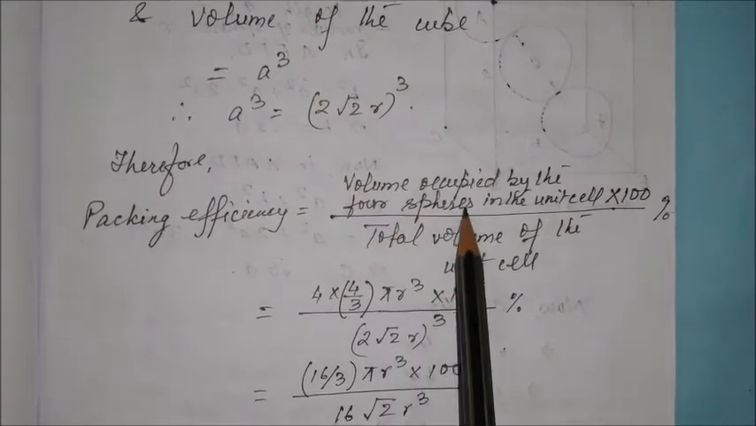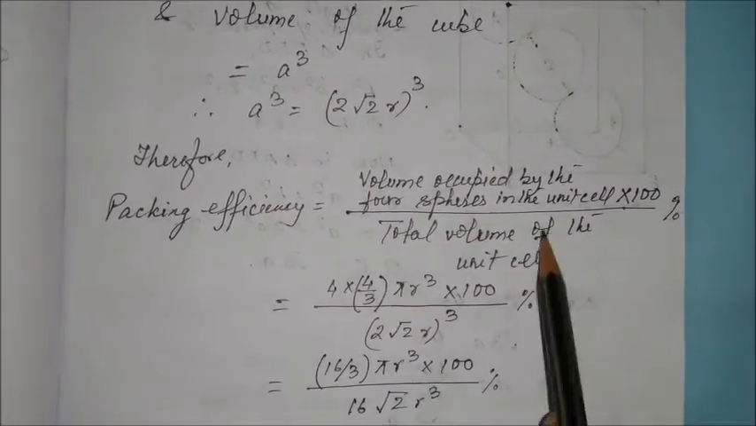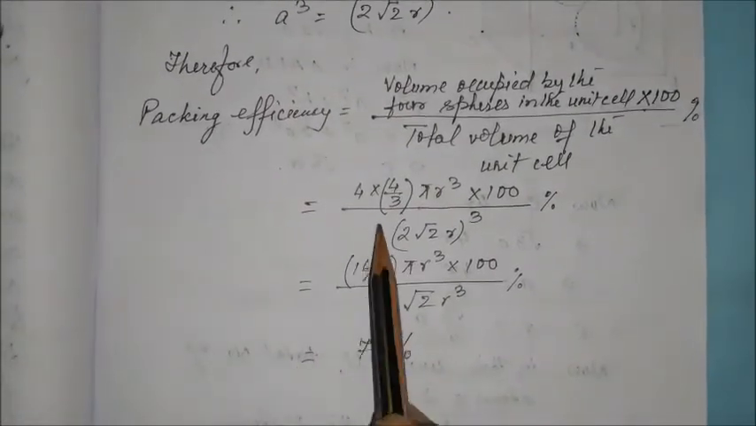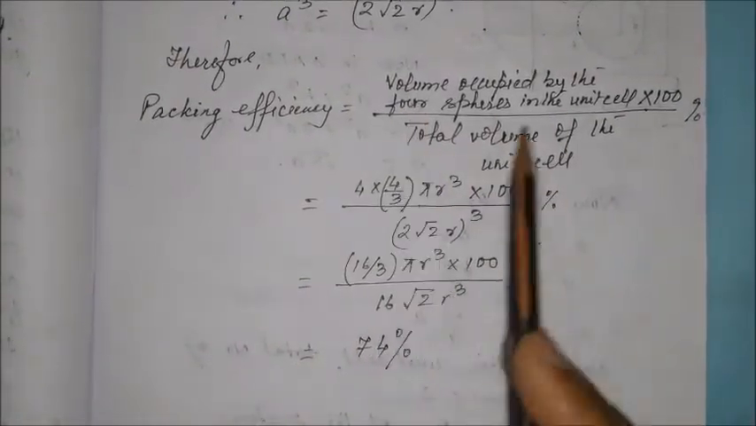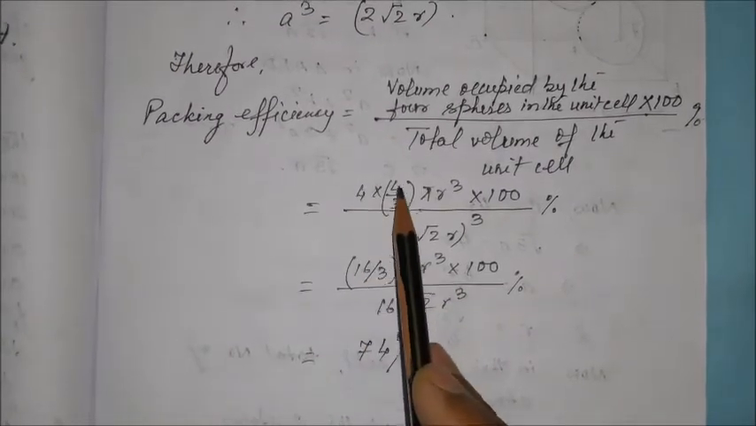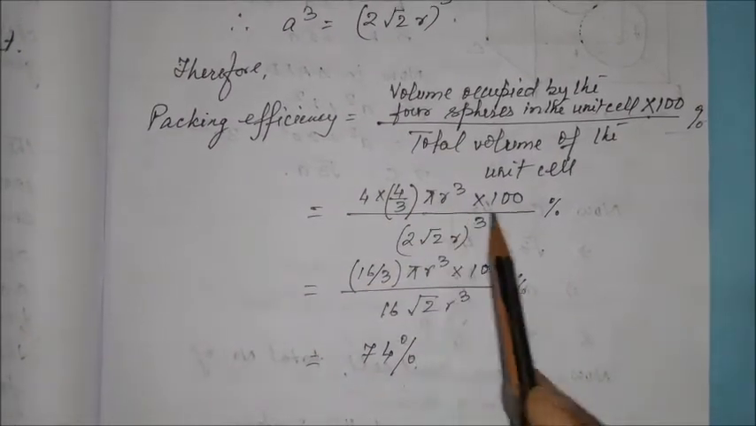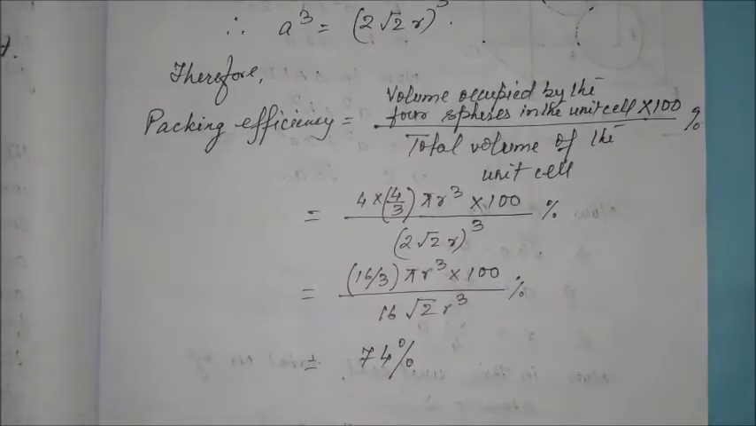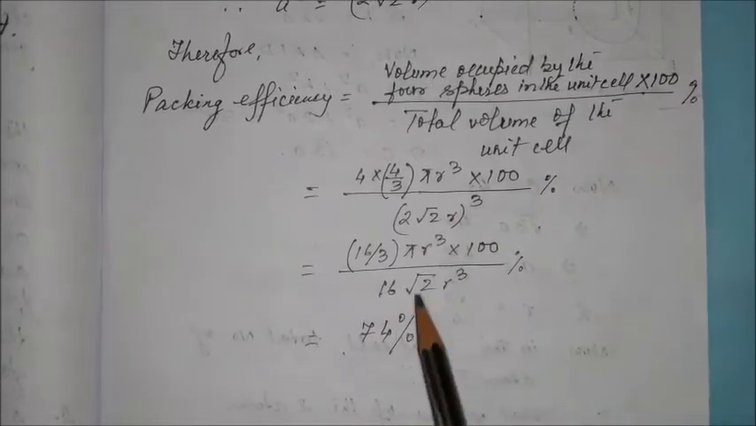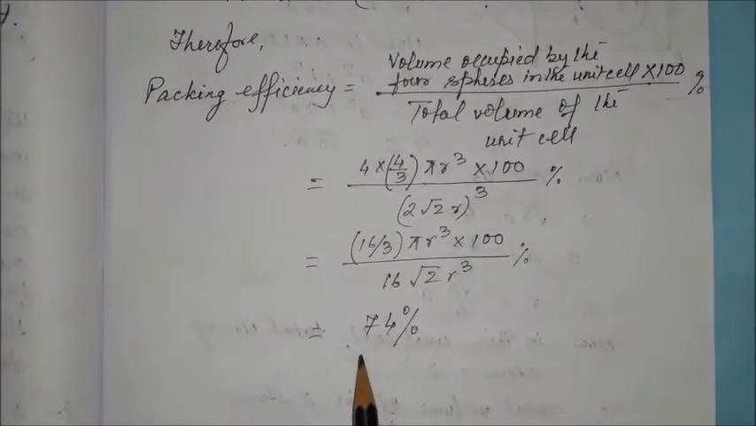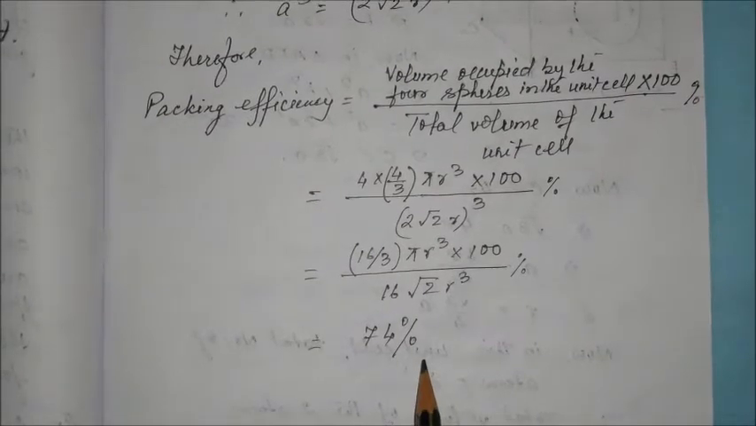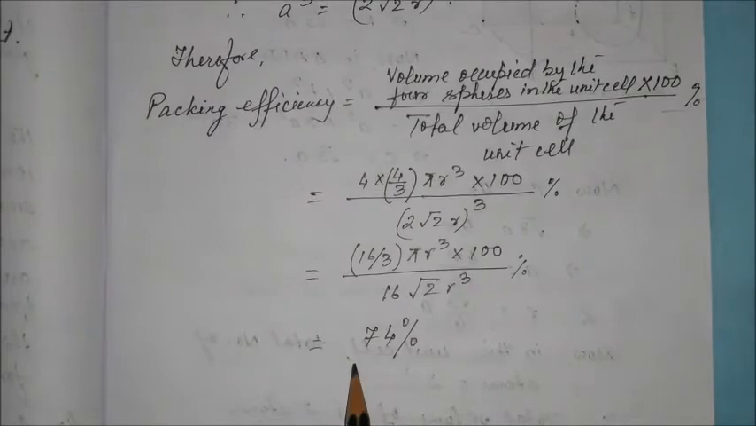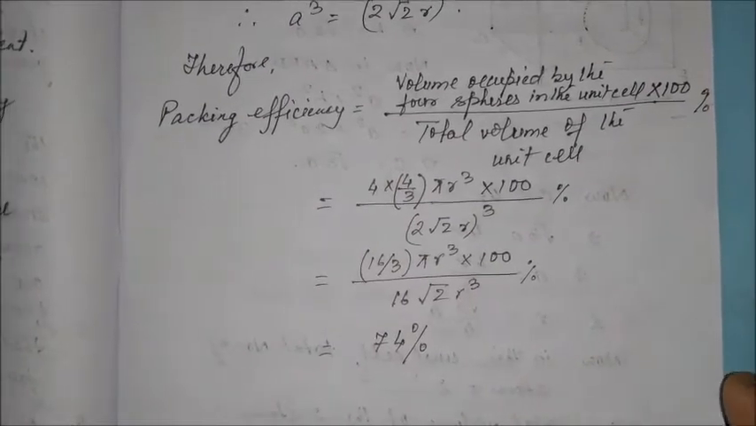Therefore the packing efficiency is equal to volume occupied by the 4 spheres in the unit cell divided by total volume of the unit cell multiplied by 100%. When we put the values, it comes 4 into 4 by 3 pi r cube divided by 2 root 2 r whole cube multiplied by 100%. When this is calculated, the value comes to be 74%. Means in this case 74% of the space is filled by the constituent particles.